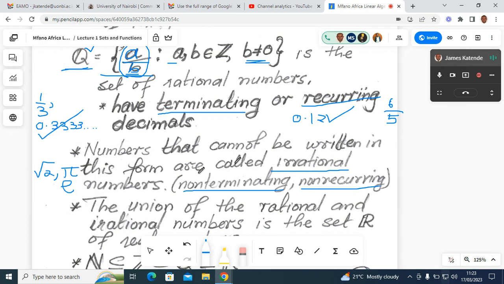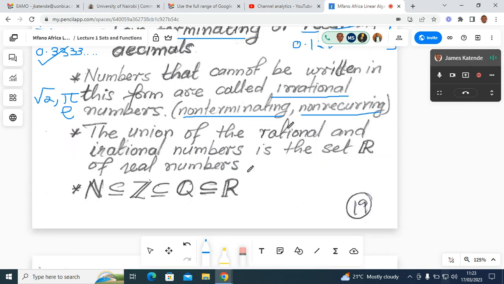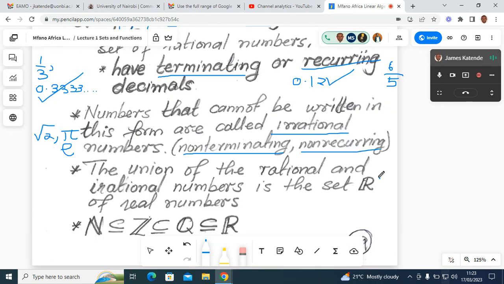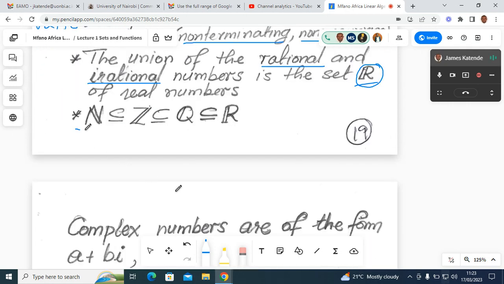That's the irrational numbers. So if you take the union of these irrational numbers and the rational numbers, then we now have our set of real numbers, which is denoted by this symbol. So the set of real numbers is just the union of the rationals and the irrational numbers. So this summarizes the inclusions. The natural numbers are a subset of the integers, the integers are a subset of the rationals, and the rationals are a subset of the real numbers.